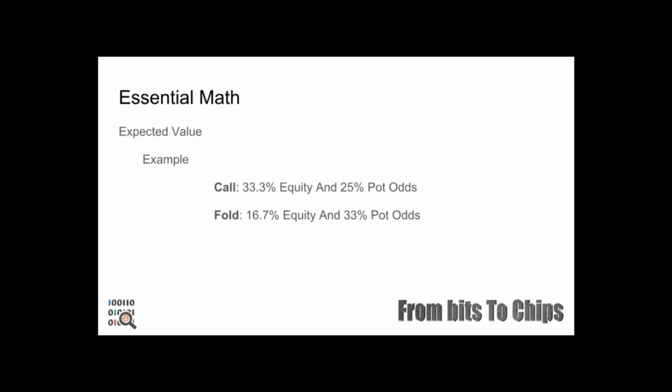Here's a quick example of that. To call, our percentage equity is 33% and our pot odds is 25%. And if our percentage equity is 16.7% against the pot odds of 33%, we should fold.